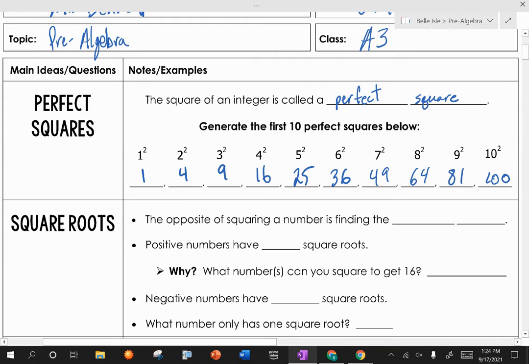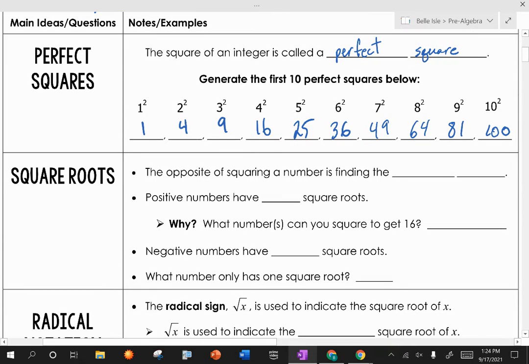Okay, so the opposite of squaring a number is finding the what? Square root. Okay, positive numbers have how many square roots? Levi knew. No, you did not. Why? Because that's just how math is.